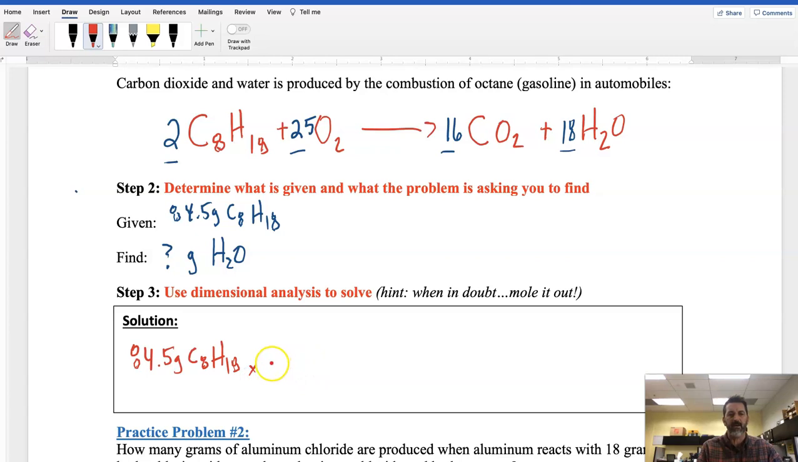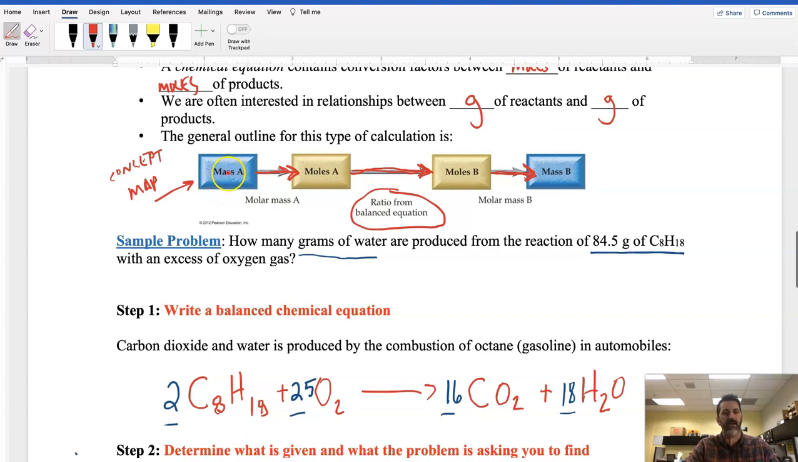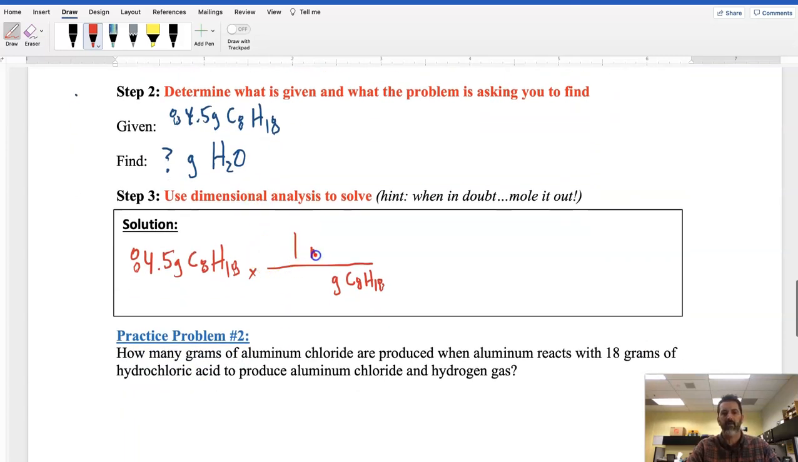again, before I do anything, I'm going to set this up, and I already know grams of octane has to go on the bottom in order to cancel it out. I also know from my concept map that I'm going to take the mass of the known, and I'm going to convert it to moles. So I know that 1 mole of octane equals that number right off the periodic table. Just for the sake of time, I'm going to add up 8 carbons and 18 hydrogens, and I get 114.26.